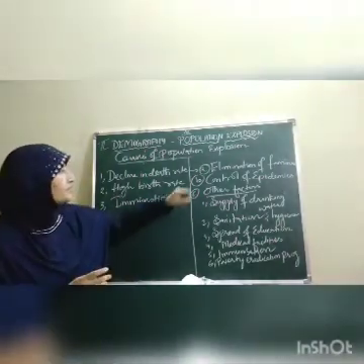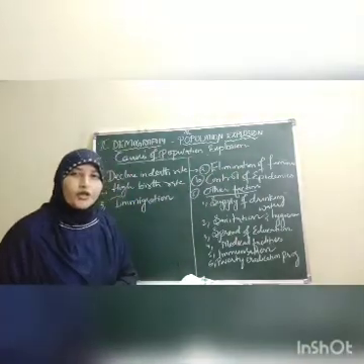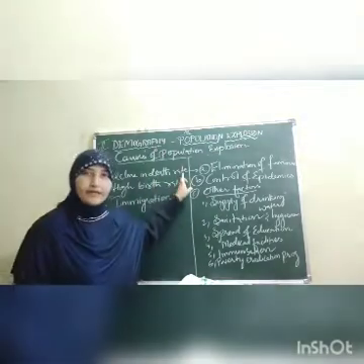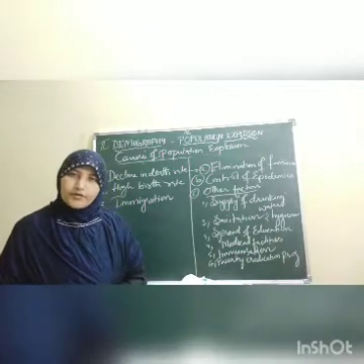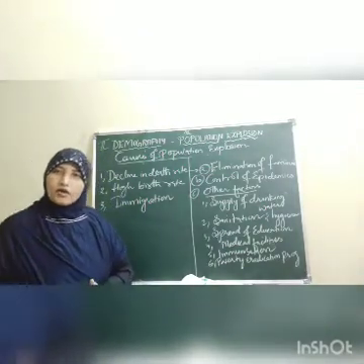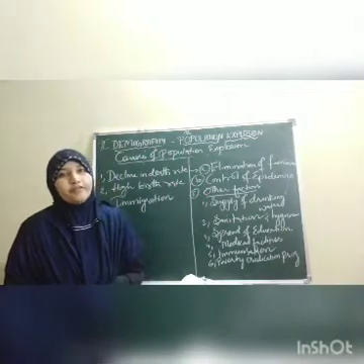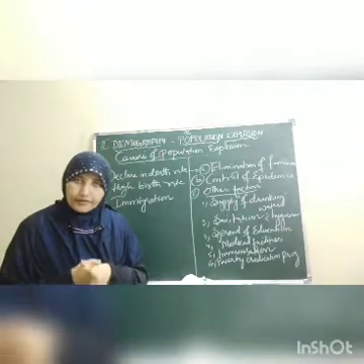The first one is elimination of famines. These are all the subtopics under the decline in death rates. Elimination of famines. What is famine? Famine is a drought condition where we find no proper rains in that particular year.